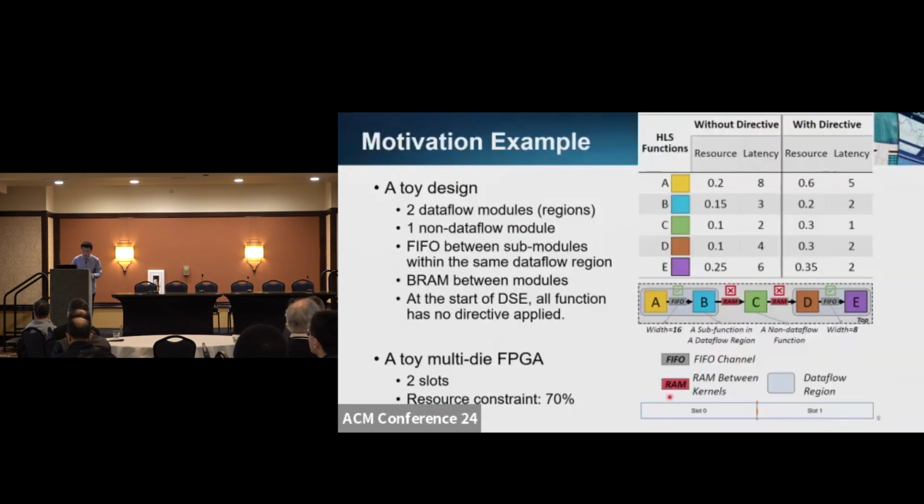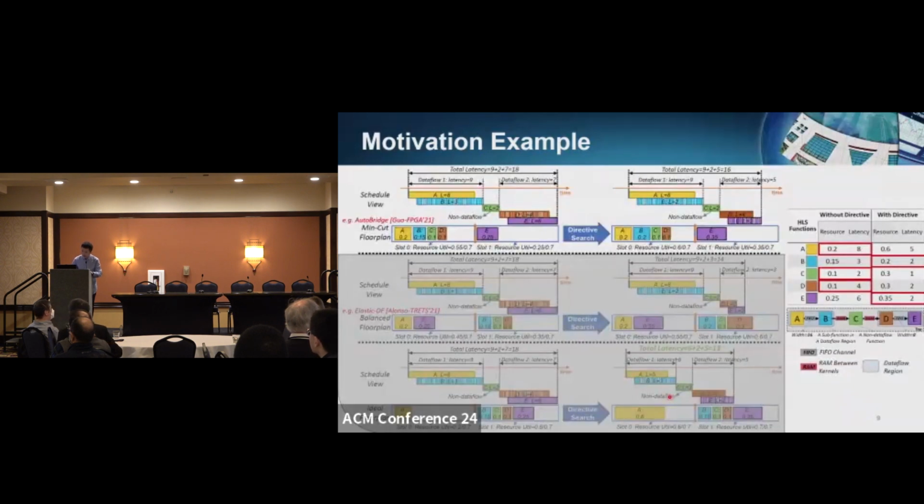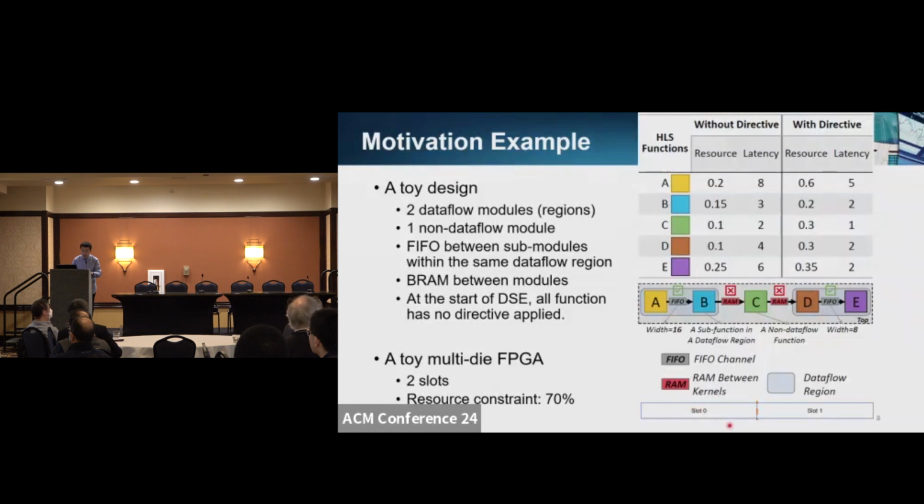Here we use a toy example to explain the opportunities in this co-optimization flow. In this example, we do one step of floor planning followed by one step of directive search to explain why the previous simple concatenation of existing solutions could be suboptimal. Suppose that we have a toy multi-die FPGA with 2 slots, with a constraint of 70% resource on each slot. Meanwhile, we have a design consisting of 2 dataflow regions and 1 non-dataflow module.